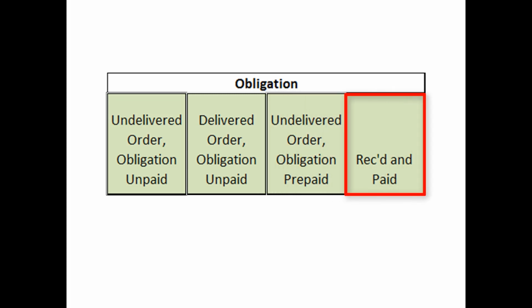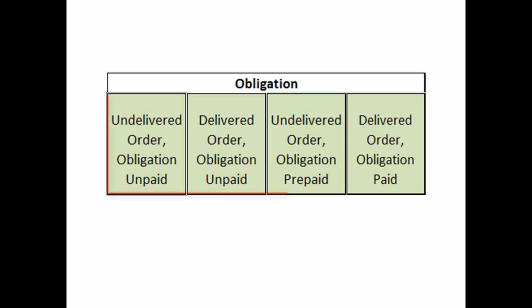The fourth and final obligation event involves the payment or outlay for an order that has been received. This event is a delivered order, obligation paid. Going back to the software example, once the order has been delivered and the bill has been paid, the obligation would move to this final status.